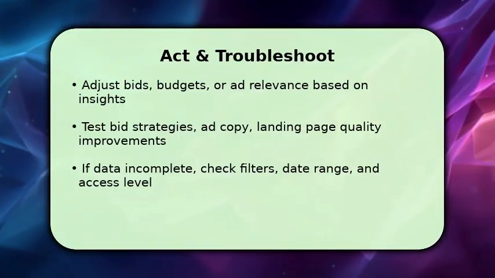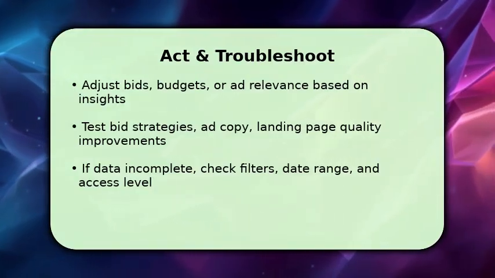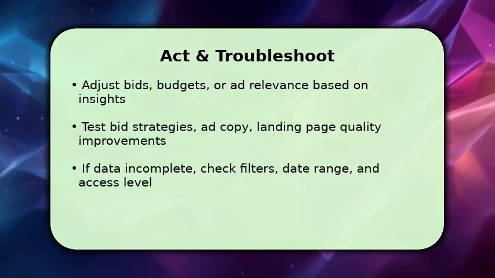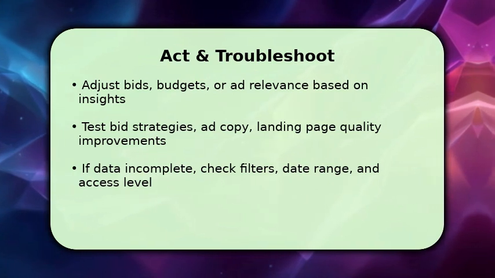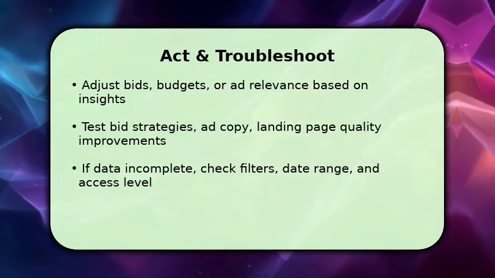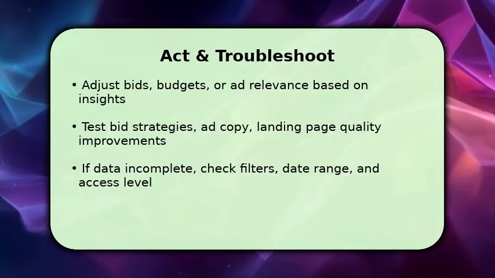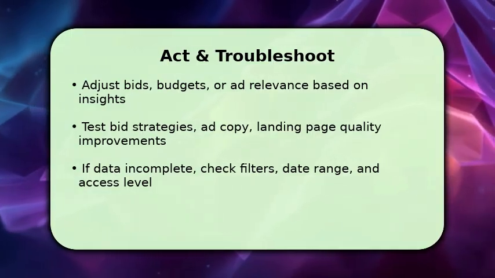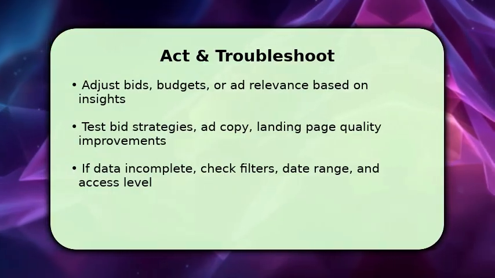Translate insights into actions. Increase bids where impression share is low, tweak ad copy and landing pages where quality looks weak, and reallocate budget to high-opportunity campaigns. Once changes are live, monitor Auction Insights weekly to measure shifts in overlap and outranking share.